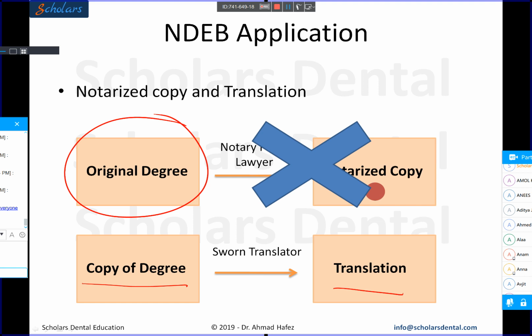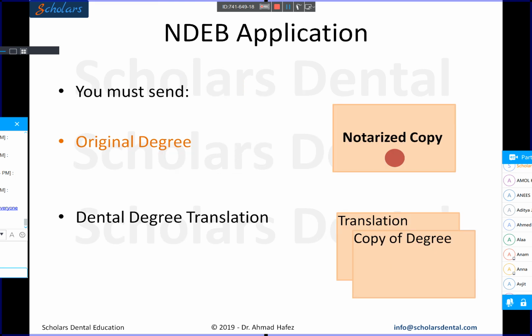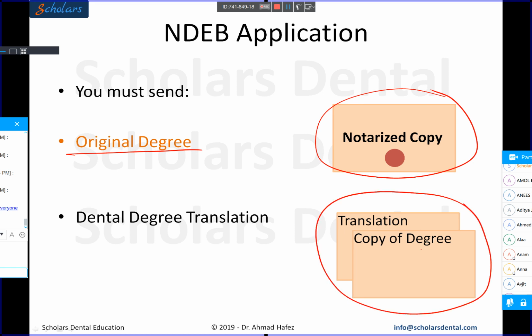Okay. So first, your degree, you have to send apparently the original copy. And when they say translation, it doesn't mean just a paper translated. You have to send a copy of the degree stapled to the translation by a sworn translator. Does that make sense? So you'll have an original degree or a notarized copy, but they're saying now they want the original. And you'll have another document that's the copy of the degree stapled to the translation of it.